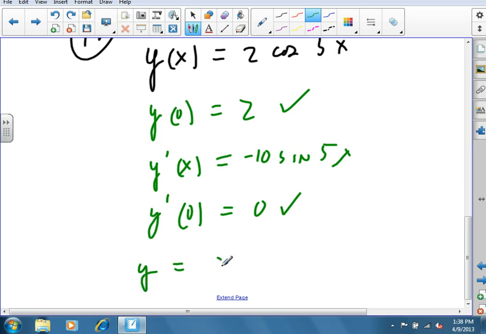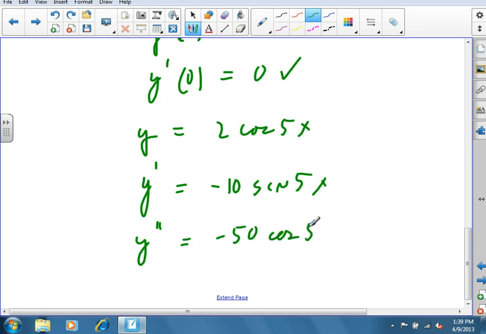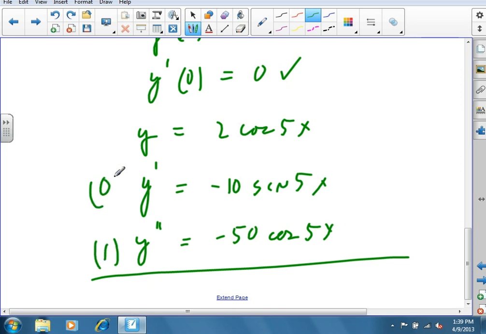y is equal to 2 cosine 5x. y prime is minus 10 sine 5x. y double prime is minus 50 cosine 5x. I'm supposed to have one of them, 0 of that guy, 25 of this guy, and when I get done I'm supposed to have 0. I do, check. It checks.